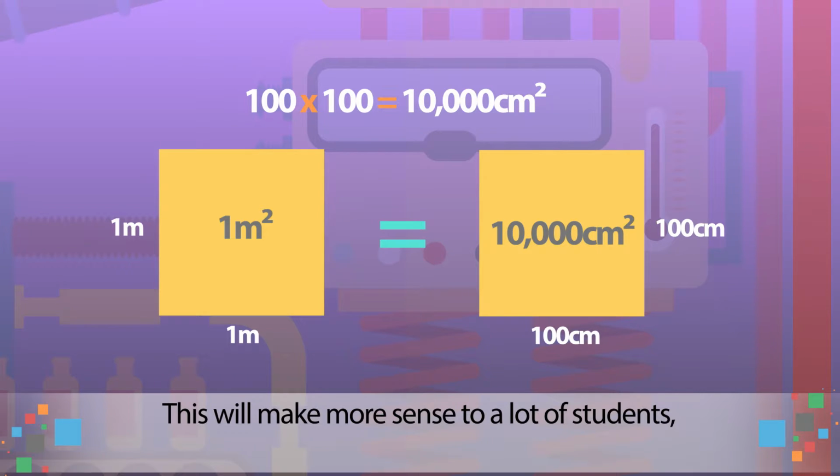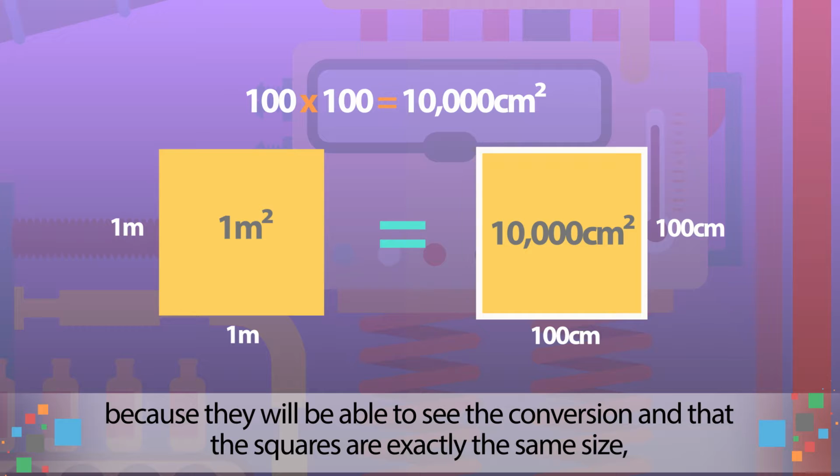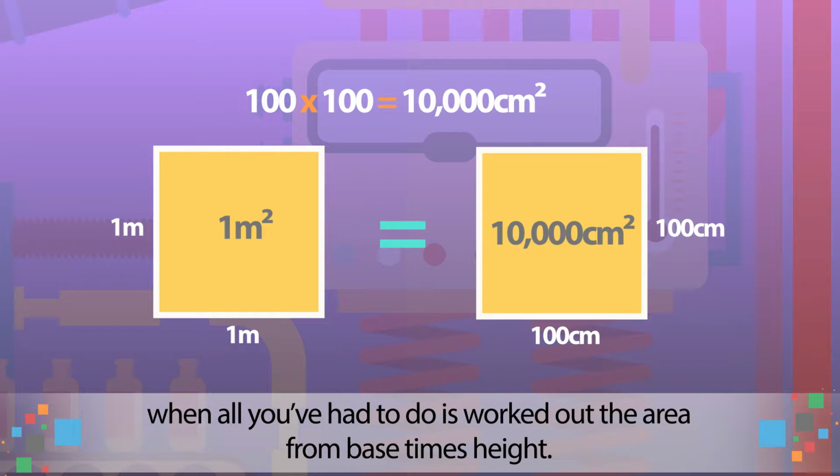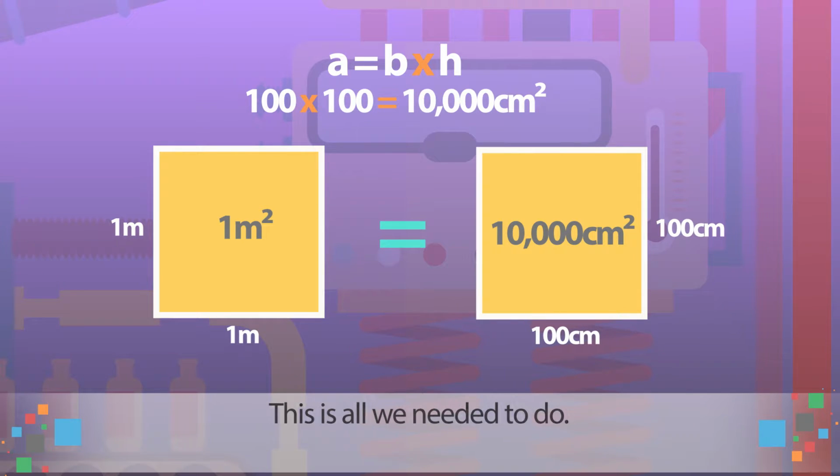This will make more sense to a lot of students because they will be able to see the conversion and that the squares are exactly the same size, when all you've had to do is work out the area from base times height. This is all we needed to do.